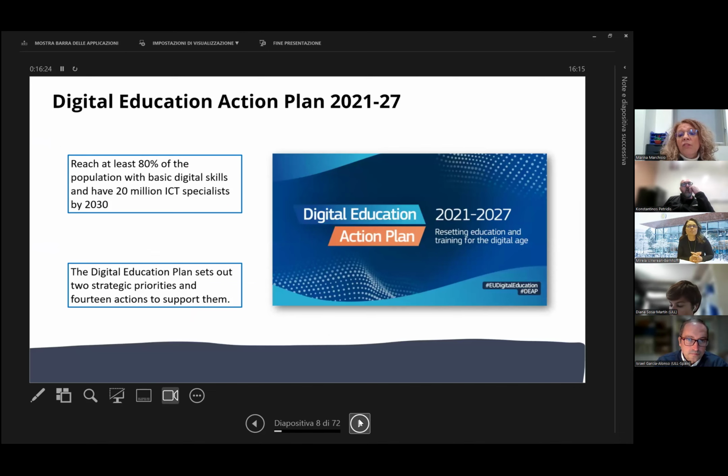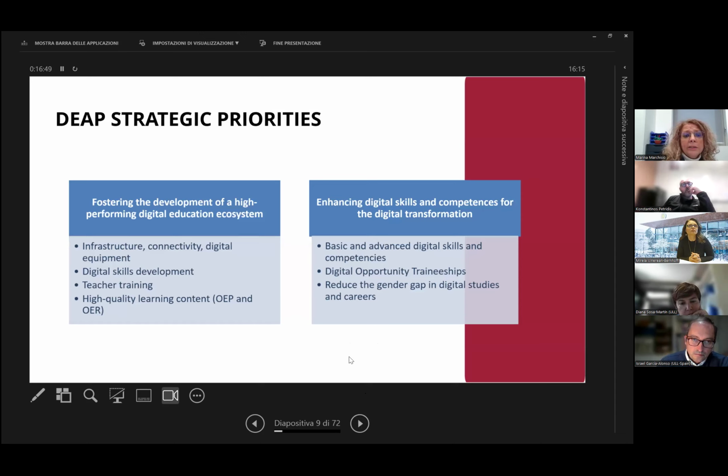For the second document, all of us know it. The European Community published it in September 2020 after the COVID pandemic. The main goal is to allow the population to develop basic digital skills. In particular, there are two strategic priorities. The first one is fostering the development of a high-performing digital education ecosystem, and the second, enhancing digital skills and competencies for digital transformation. These two priorities are very well explained, and we can see later that if we decide to use a digital learning environment for teaching and learning, in particular mathematics, but for all disciplines, we go in this direction.